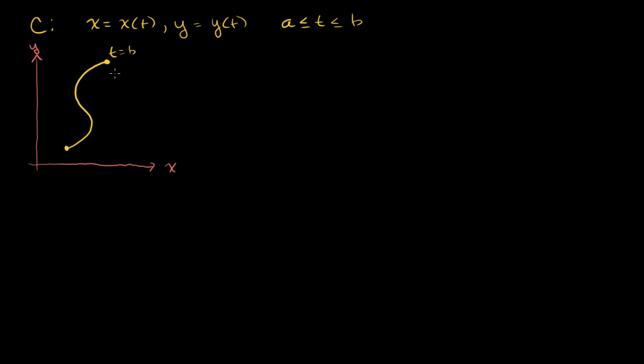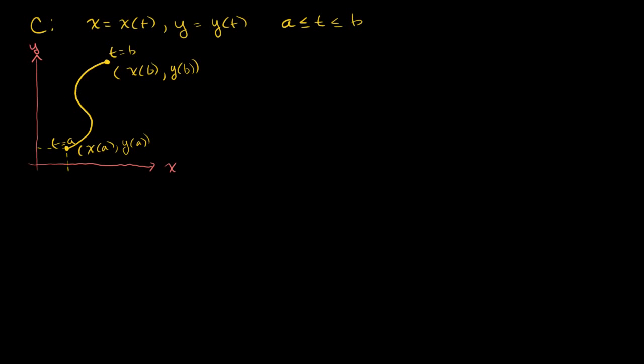This actual point right here will be x of b, that would be the x coordinate, and you evaluate the y function at b, y of b. And this is, of course, when t is equal to a. The actual coordinate in R2 on the Cartesian coordinates will be x of a, which is this right here, and then y of a, which is that right there. And we've seen that before. That's just a standard way of describing a parametric equation or curve using two parametric equations.